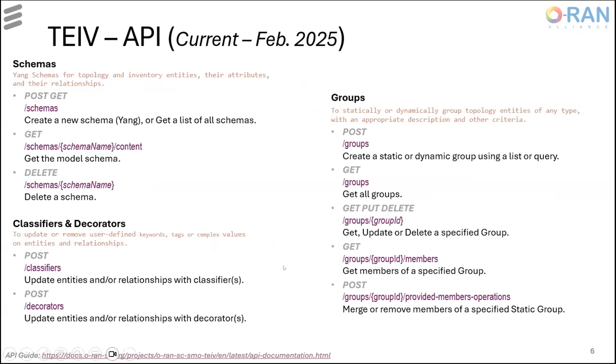We also, the internal model for defining the data is YANG. So we provide some support here for schemas and the contents of the schemas describing the data. I also mentioned that we could decorate the data based on some keywords, or classify the data based on the values for entities and their relationships. And we can also group entities, either statically, or dynamically by giving them a query that essentially acts as the group membership query.